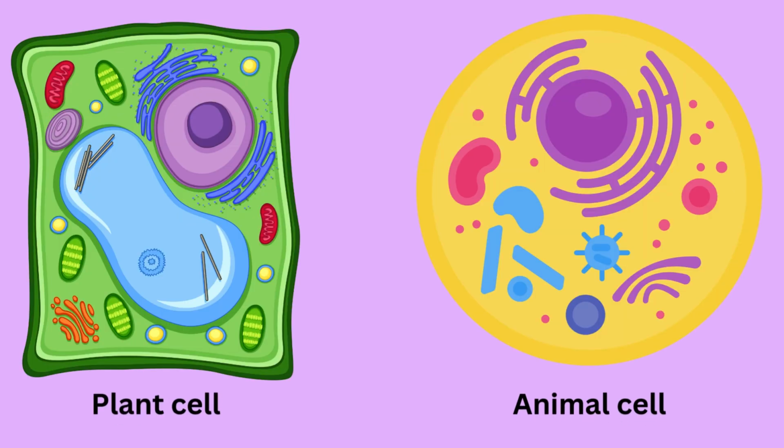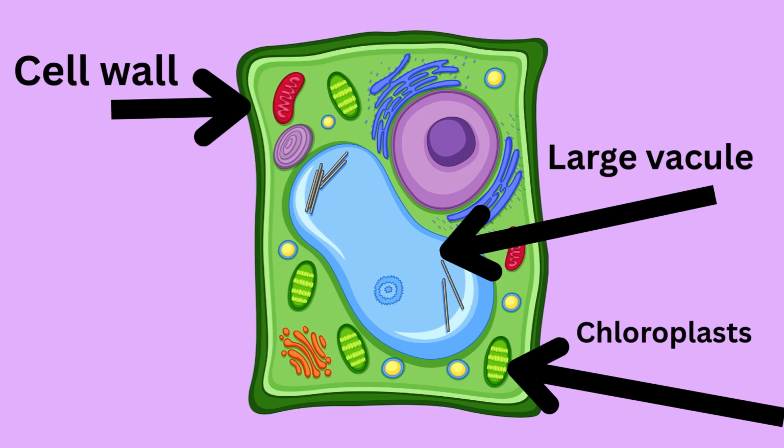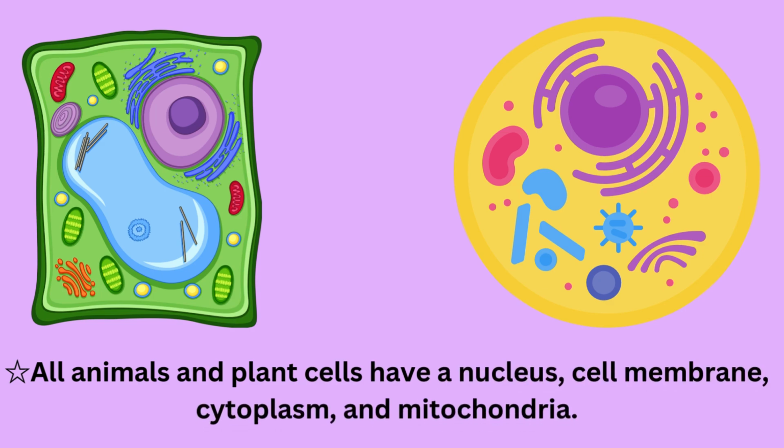Take a look at these cells. Can you spot the differences? Plant cells have a cell wall, chloroplasts, and a large vacuole, while animal cells don't. Both have a cell membrane, cytoplasm, mitochondria, and a nucleus. The nucleus is the boss, like a control center containing DNA that directs all the cell activities. Keep in mind, chloroplasts are the plant kitchen, while mitochondria are the powerhouse of the cell.